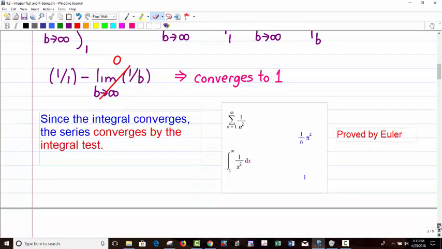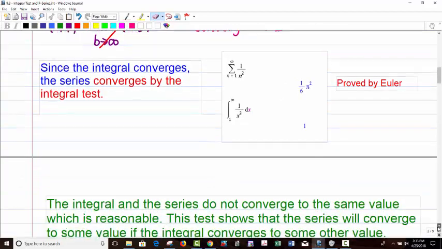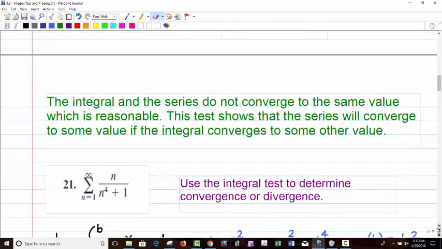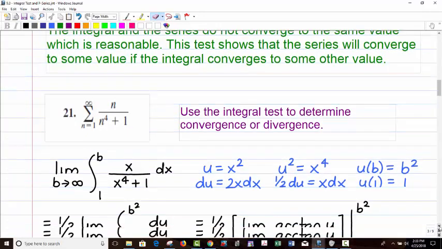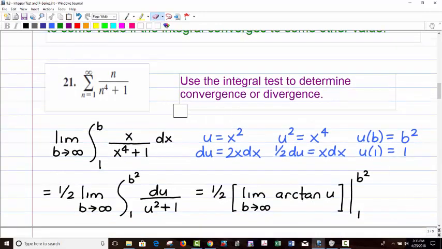But all it means is if the integral converges to a value, the series will converge to a different value. That's what I just said right there, and there it is written in green. Now, how about this one using the integral test?